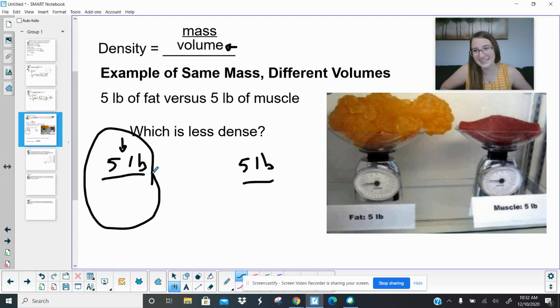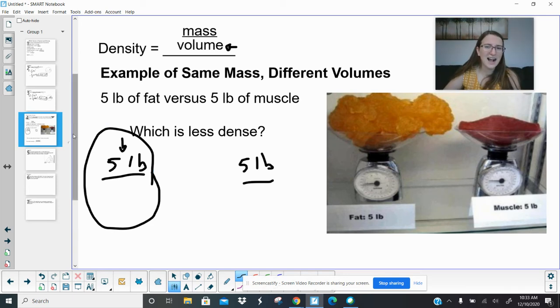And again, that's why fat is kind of squishy, whereas muscle is really hard, right? That's a measure of density. How dense something is can be a measure of how thick it is, right? Again, fluff is very soft, whereas a rock is very hard. Those are actually indicators of their density.